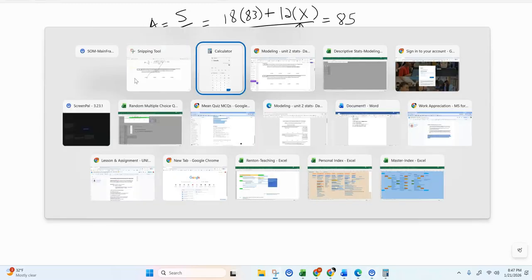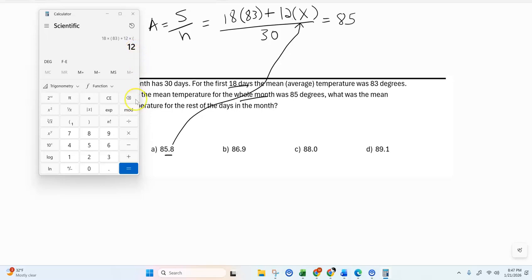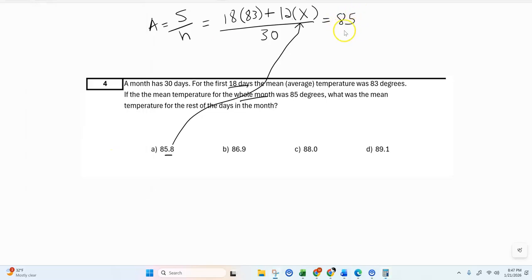Can I get my calculator back? There we go. And then times 85.8 parenthesis and hit enter. Then I divide by 30 days, and I get 84.2. That is not 85. So then I try the next one. What I'll let you know is that if you do it like that, the correct answer choice will be C. If you plug it in there, you should get 85.